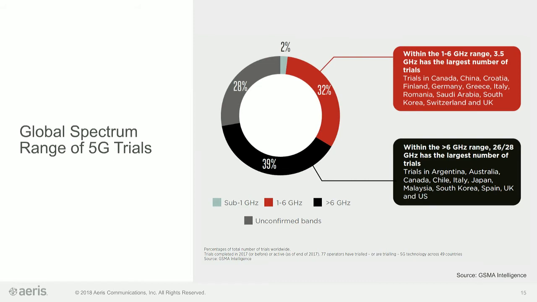The section in black defines the countries that are doing trials above 6 gigahertz, with 26 and 28 gigahertz having the largest number of trials currently, and these are in play in a number of different countries, including the United States. The 28% at this point are in bands that we do not know yet what spectrum they are trialing in. But as you can see, a significant number of people are also looking at all of these bands as a cohesive capability for 5G for high performance. Right now, there's only about 2% of trials going on underneath sub-1 gigahertz, primarily because most of those frequencies are in use already for other purposes and other technologies.